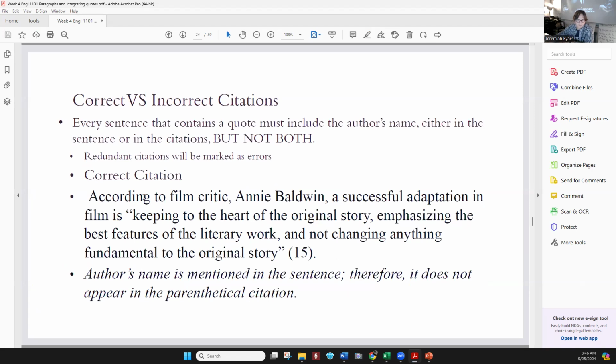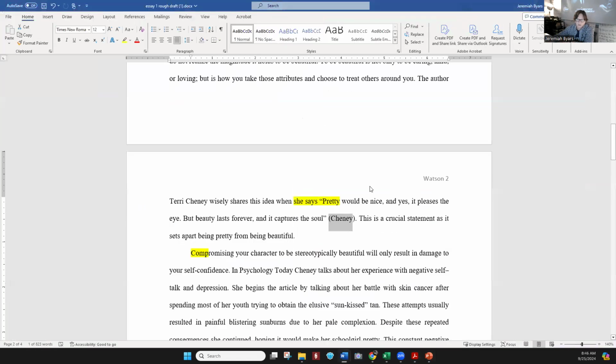This one is correct. We state Annie's name, Baldwin, and then after the quote, there is no Baldwin in the parenthetical citation. The author's name is mentioned in the sentence. Therefore, it does not appear in the parenthetical citation. So here, her name is mentioned. Therefore, there should be no parenthetical citation. That's an error.